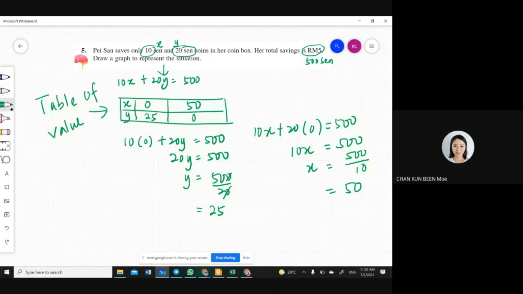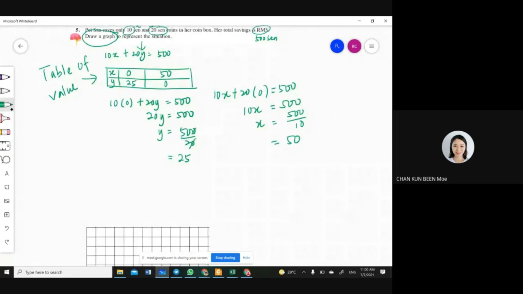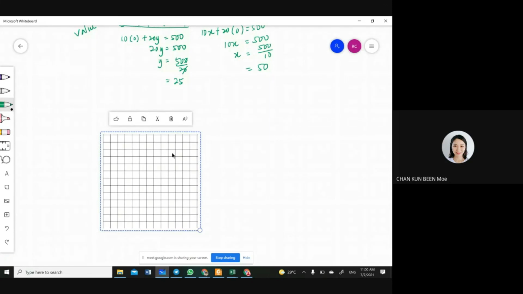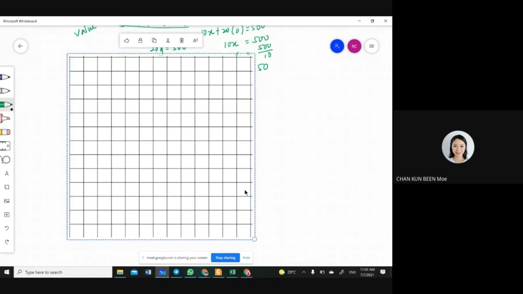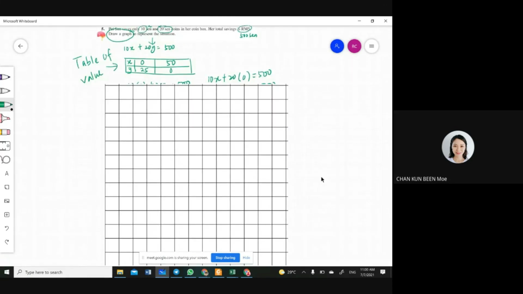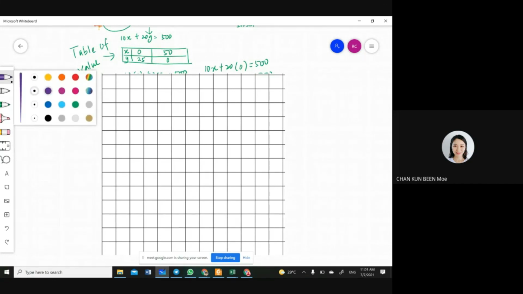Next, they ask you to draw a graph to represent the situation. So we need to draw the graph with the values of 0 and 50 for the x-axis, and the values of 25 and 0 for the y-axis. Make sure your graph uses a uniform scale. Some of you, your scale suddenly is not the same. Make sure you draw using a ruler also. Now I'm not going to use a ruler because I need to make it fast. For example, I draw it here.